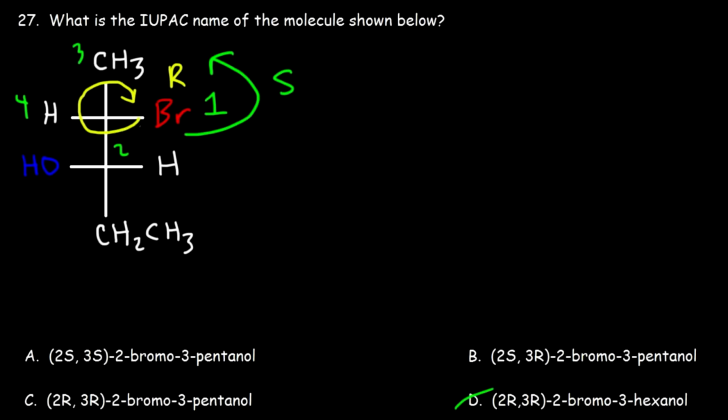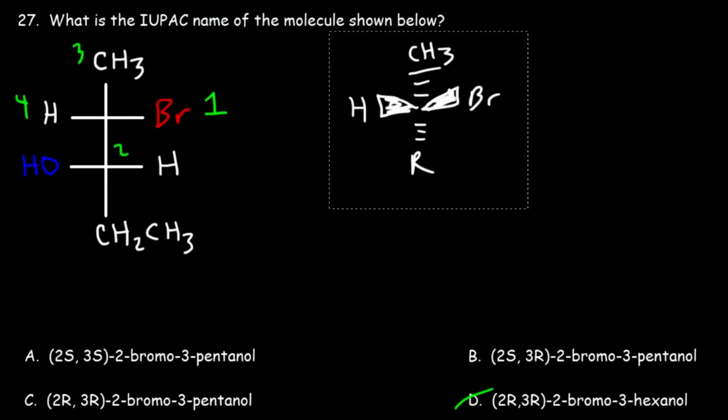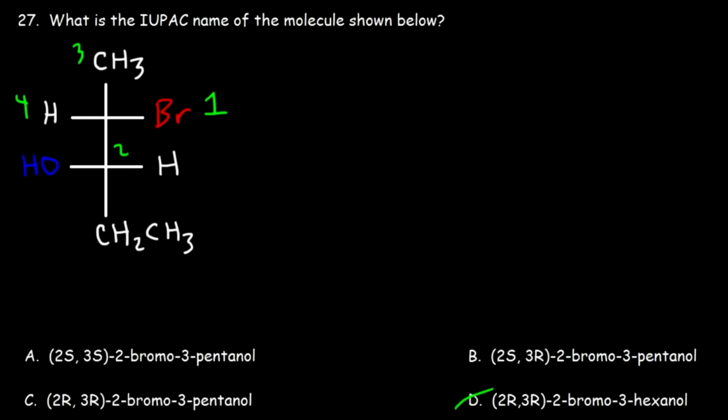So on carbon 2, keep in mind this is carbon 2, this is carbon 3. On carbon 2, we have an S configuration. So therefore, it's not going to be 2R. It has to be 2S. So now the last thing we need to do is find out the other chiral center, if it's R or S.